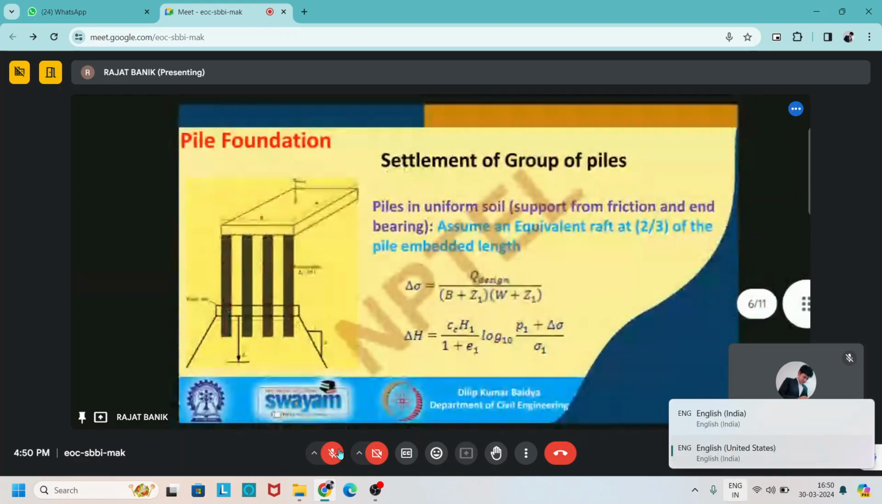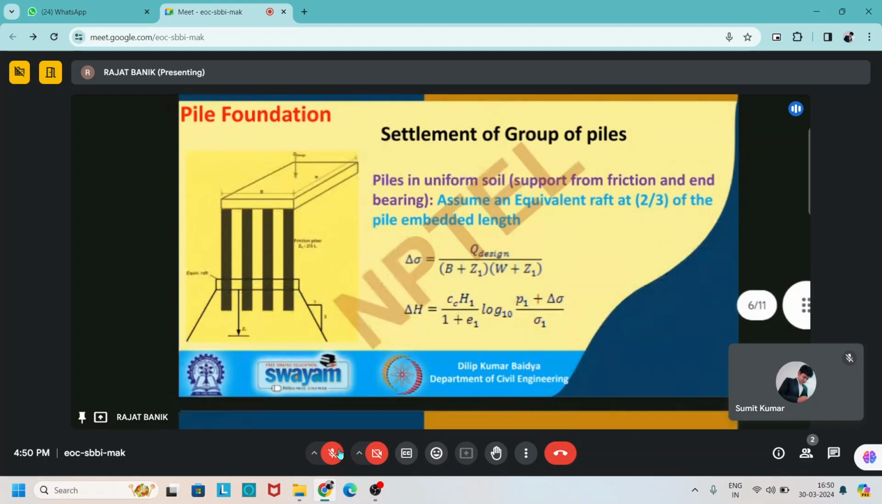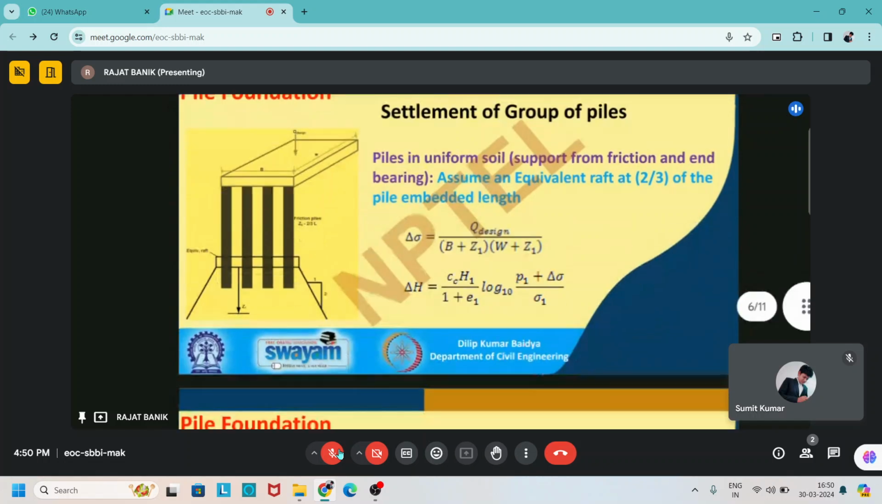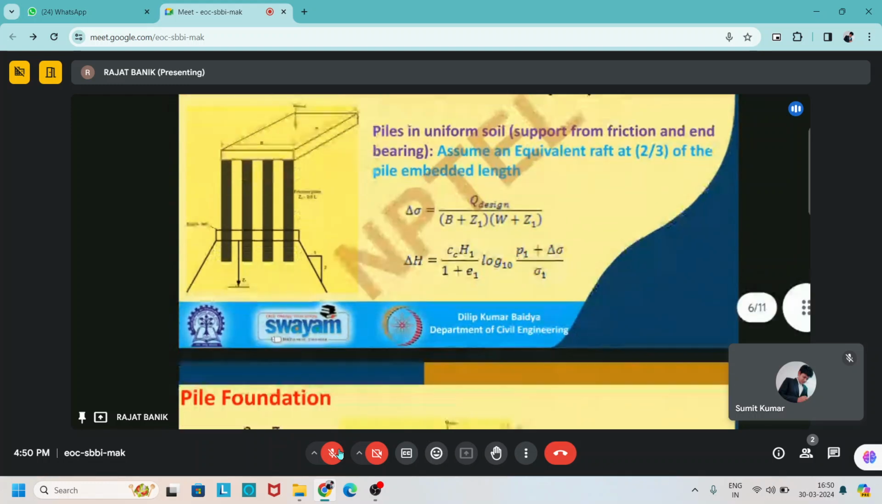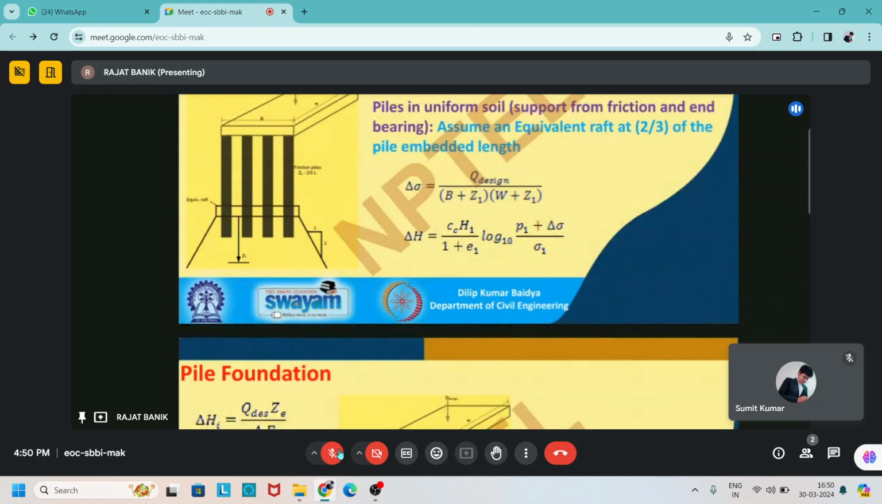Now there is another type of settlement which depends on the consolidation of the soil, or consolidation settlement. It is said that for piles in uniform soil supported by friction and end bearing, assume the equivalent raft at 2 by 3 of the pile embedment length from the surface. So it is the same as we studied in consolidation settlement, which is equal to del H is equal to CC into H1 over (1 plus e1) log 10 of (P1 plus del sigma) divided by sigma 1.